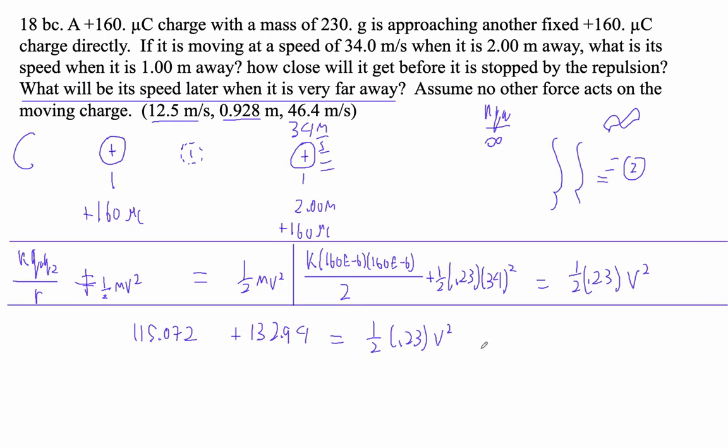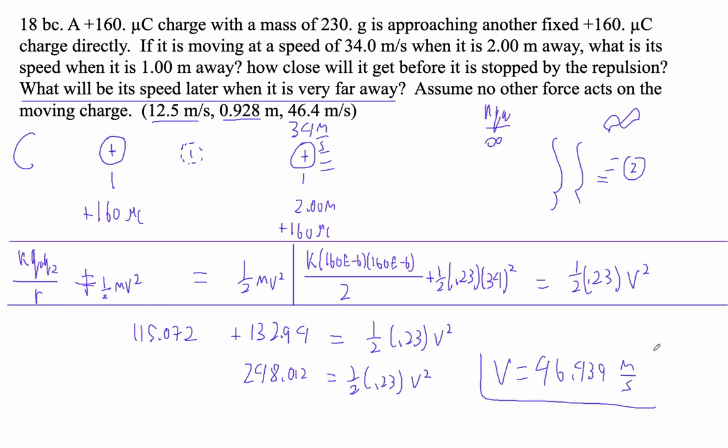Let's add those two: that plus that is 248.012, which equals 1/2 times 0.23 times v squared. So times 2 divided by 0.23, that's v squared. Take the square root of that, and you get 46.439 meters per second when it's very far away.